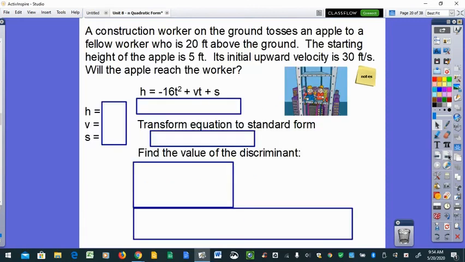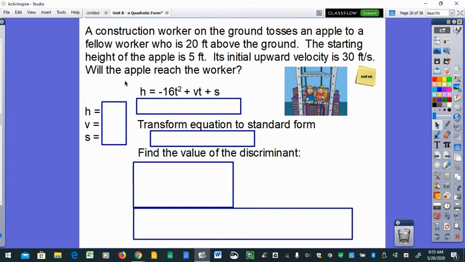Back to the problem. So when this question asks, will the apple reach the worker? We don't have to do the entire quadratic formula. We just need to check the discriminant. And if the discriminant is positive, he would have 2 chances. So that's a yay. If it is 0, he would have 1 chance. That's still a yay. But if the discriminant is negative, it never reaches him. And the answer to will the apple reach the worker would be no.